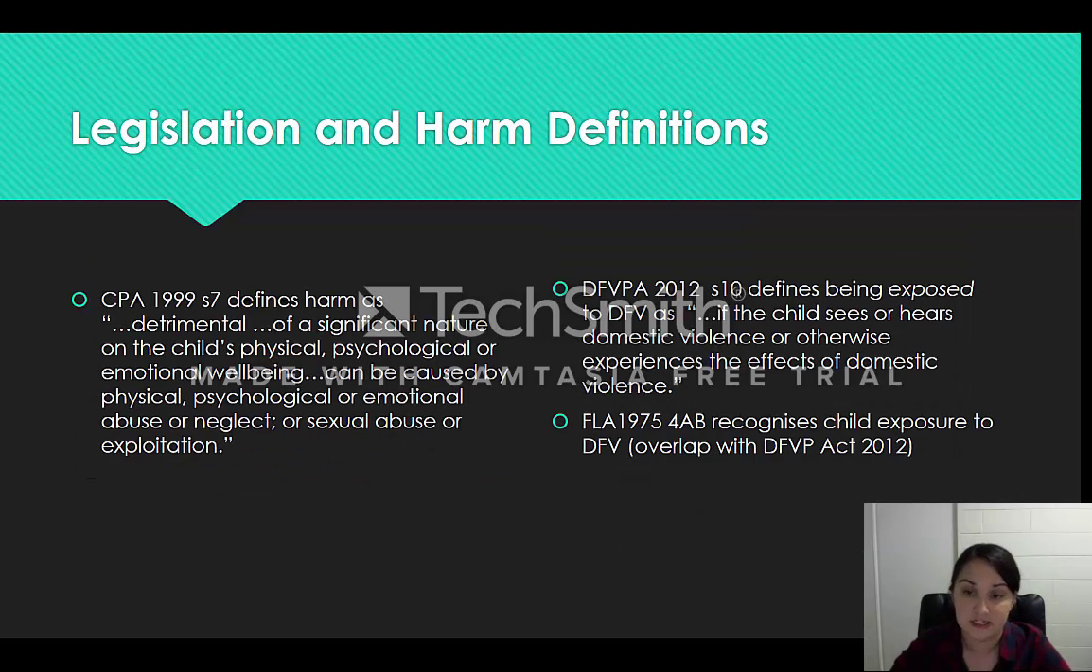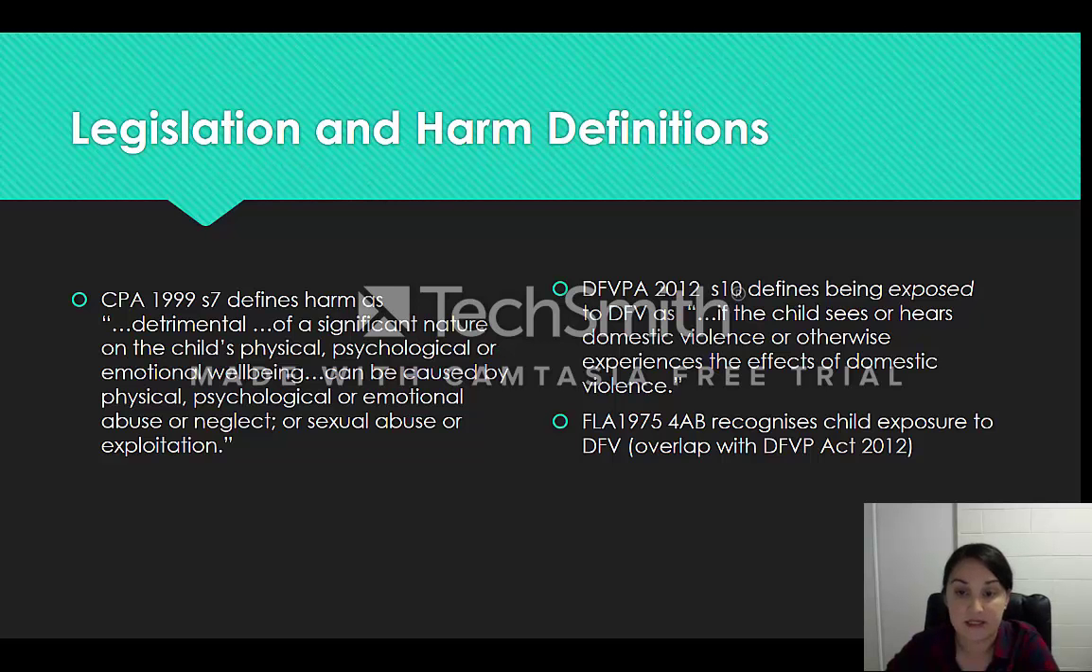Current legislation differs with respect to recognition of the overlap of child abuse and domestic violence. The Child Protection Act 99, Section 9 defines harm as any detrimental effect of a significant nature on the child's physical, psychological or emotional well-being. The harm can be caused by physical, psychological or emotional abuse or neglect, or sexual abuse or exploitation. Harm can be caused by a single act, omission or circumstance, or a series or combination of acts, omissions or circumstances. Domestic violence is not specified as a type of child abuse in the Child Protection Act.